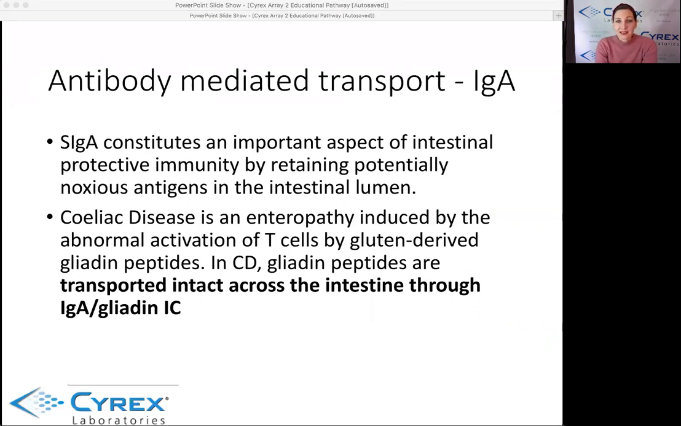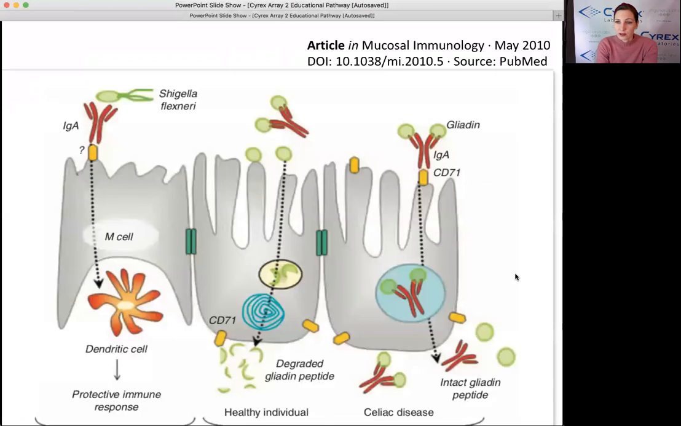So again, celiac disease is a gluten-reactive enteropathy that is induced by abnormal activation of the T cells by gluten-derived gliadin peptides. So the breakdown proteins from gluten, one of which includes gliadin. So in celiac disease, though, gliadin peptides are transported intact across the intestine through an IgA-mediated transport process. So you'll see in this slide here, you can see the image.